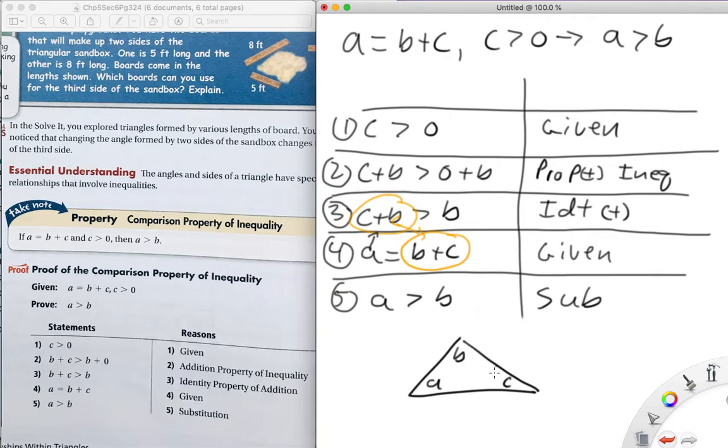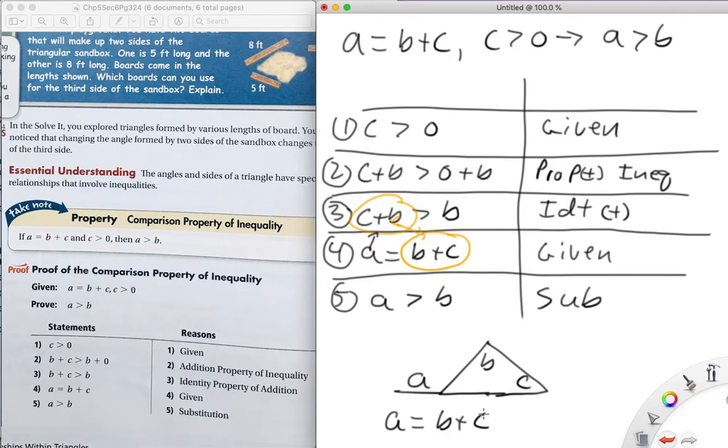Actually no, let's do it this way. They're going to do it with exterior angles, so A, B, and C. The exterior angle theorem says that A is equal to B plus C. These guys can't be 0 because there's no such thing as negative angles. Which means that either A is going to be greater than B or A is going to be greater than C, using this comparison property of inequality.